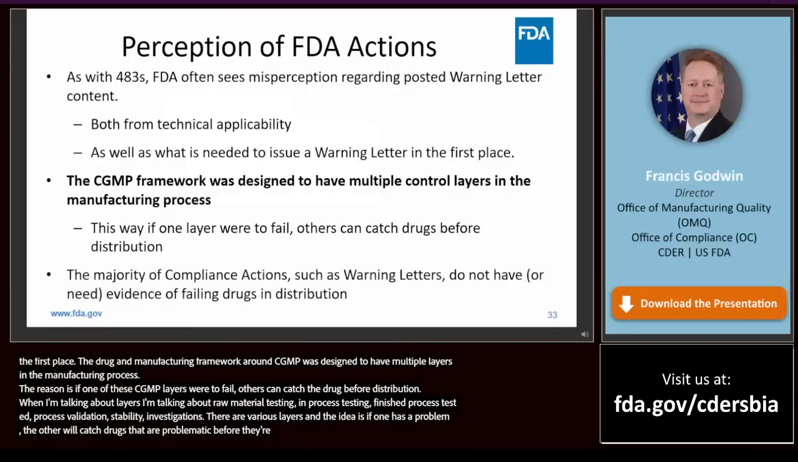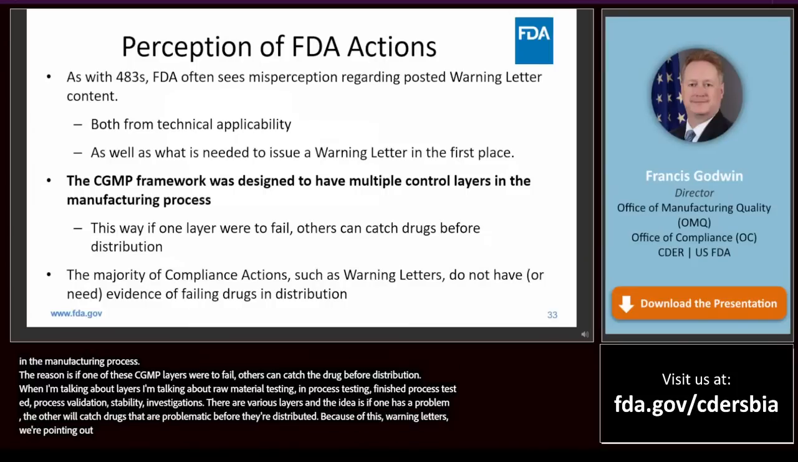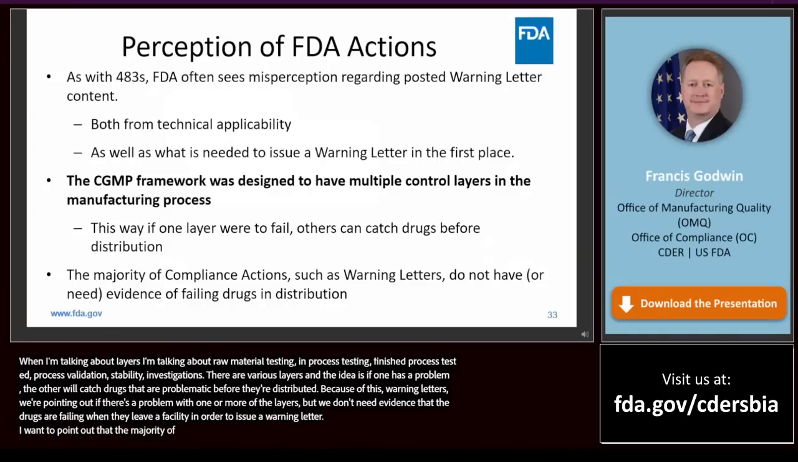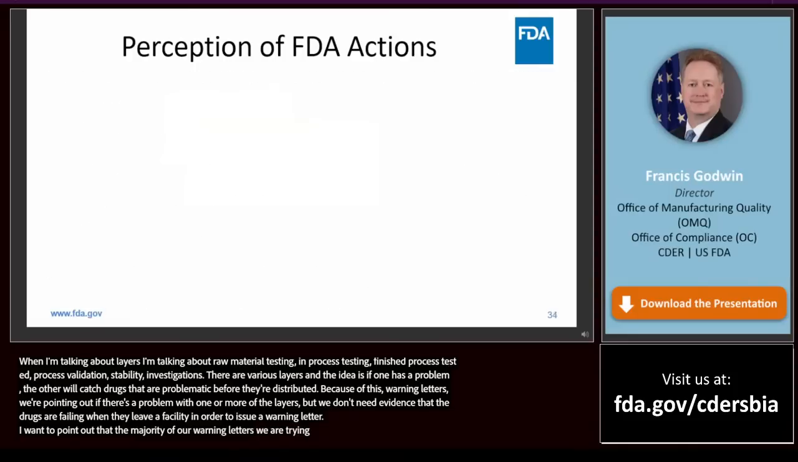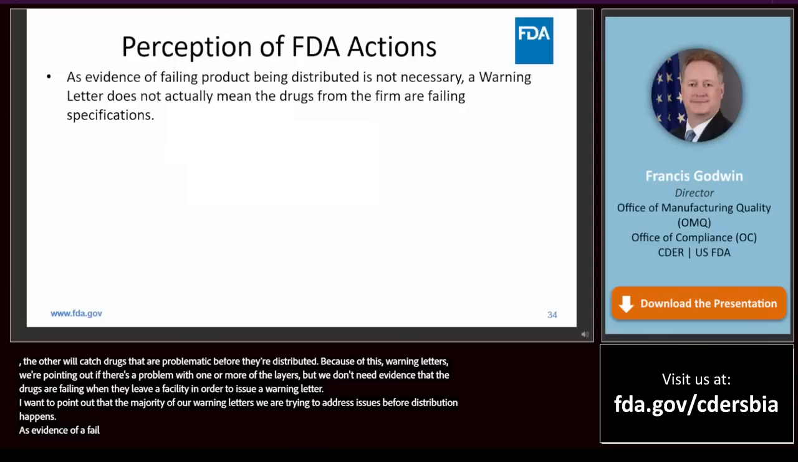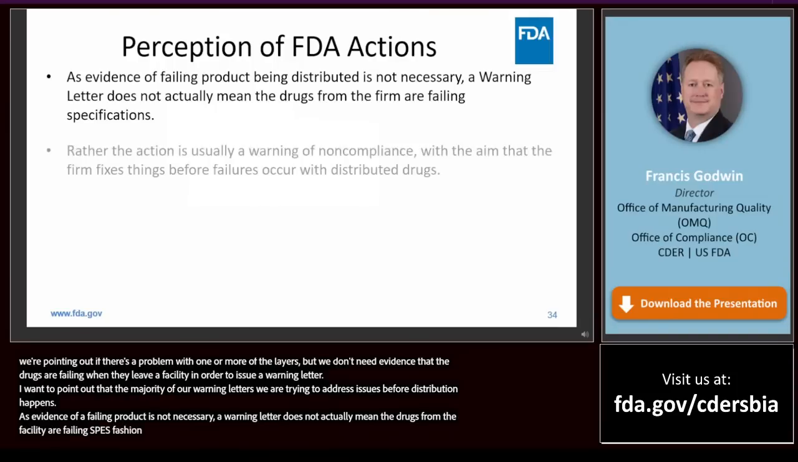And because of this, the majority of our compliance actions, particularly warning letters, what we are doing is we're pointing out if there's a problem with one or more of the layers, but we do not need evidence that the drugs are actually failing when they leave a facility in order to issue a warning letter. So I want to point out that the majority of our warning letters, we don't have evidence of failing products in distribution. We're basically trying to address things before that happens. So again, as evidence of a failing product is not necessary, a warning letter does not actually mean that drugs from the facility are failing specification. And so that is one of the misperceptions that we see out there.